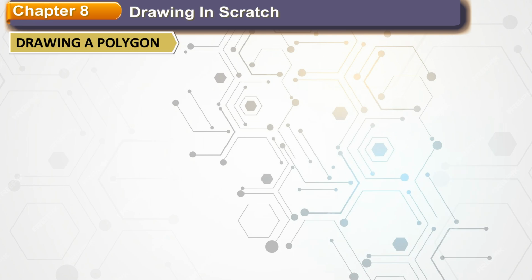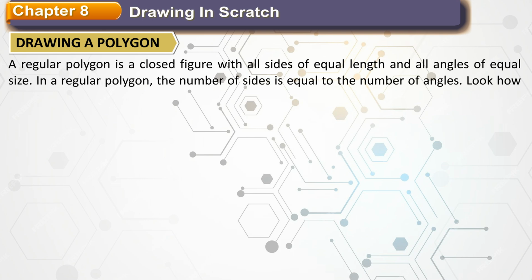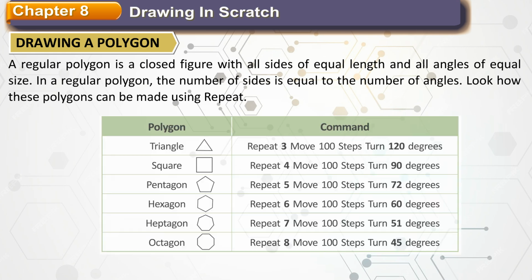Drawing a polygon. A regular polygon is a closed figure with all sides of equal length and all angles of equal size. In a regular polygon, the number of sides is equal to the number of angles. Look how these polygons can be made using repeat, polygon, command, triangle.